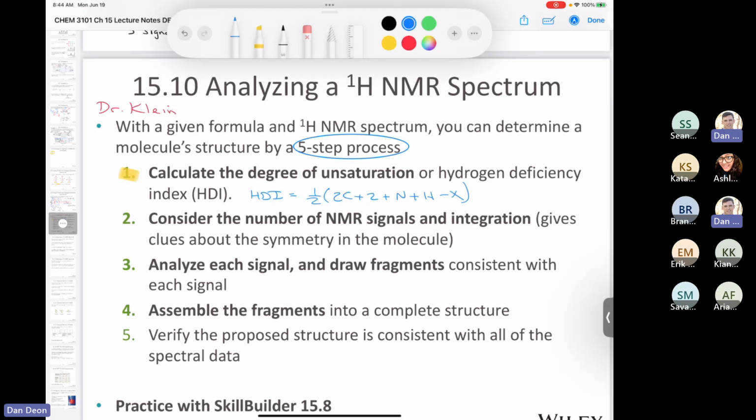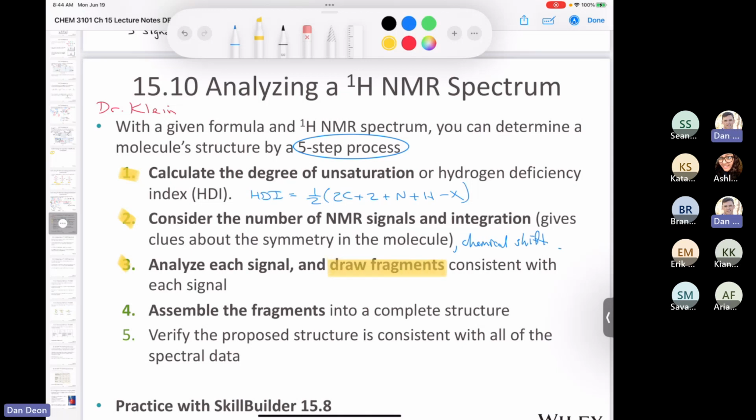Next thing is you look at the number of signals. So we just got some practice in that. And integration, so are there 2 signals, 3? Integration, you know, does this signal represent 2 protons, 3 protons, 4 protons? Then I'm going to add here chemical shift. And then the next one is analyze the signal. I really like this thing here where he says draw the fragments.